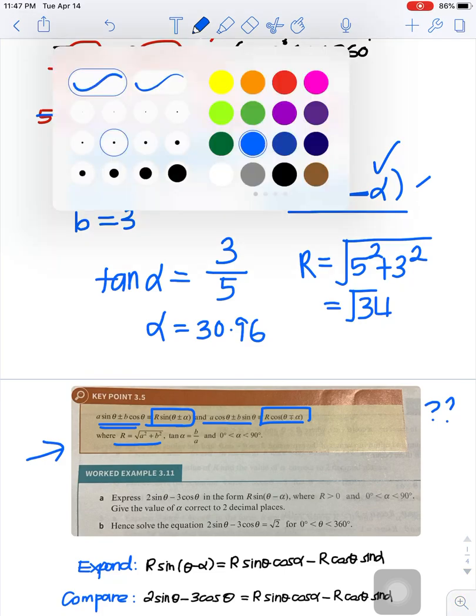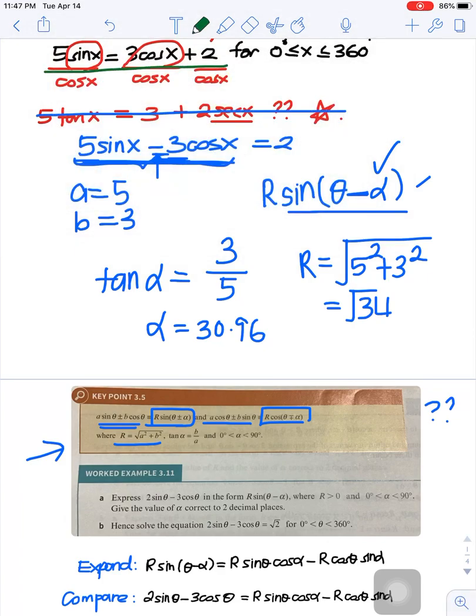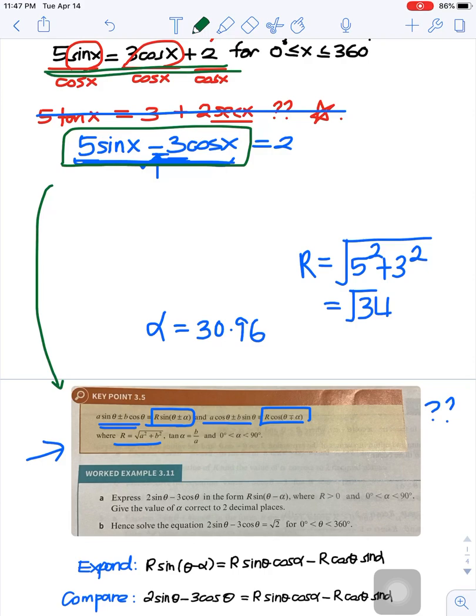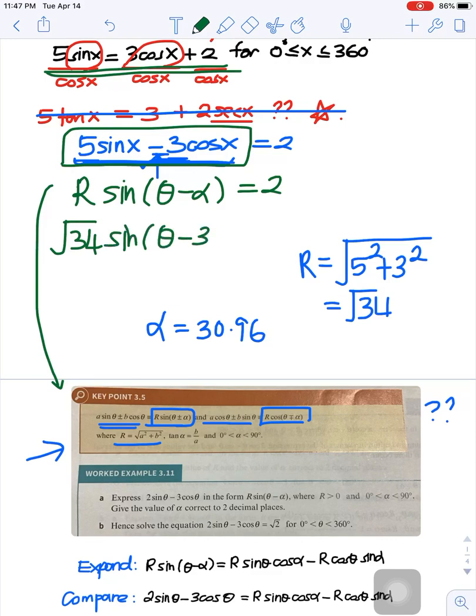So let's go back to where we started. We were so confused on how to solve this question because we cannot express them in one trigo function to be precise. So I am using a guideline given in the textbook exactly here, and I'm trying to change this format. When I changed it, I realized I actually managed to express it in the form of r sine theta minus alpha, which is equal to 2. So root 34 sine theta minus 30.96 equals 2. So look at the magic.